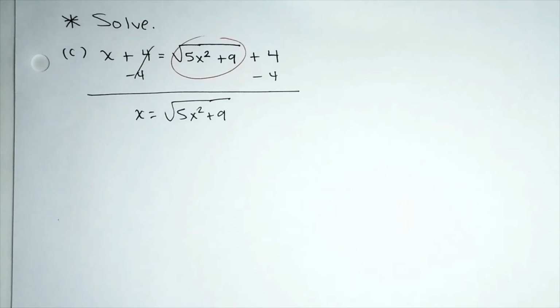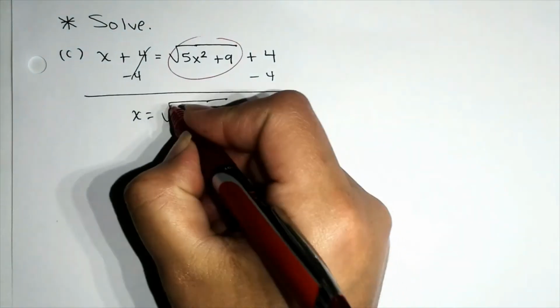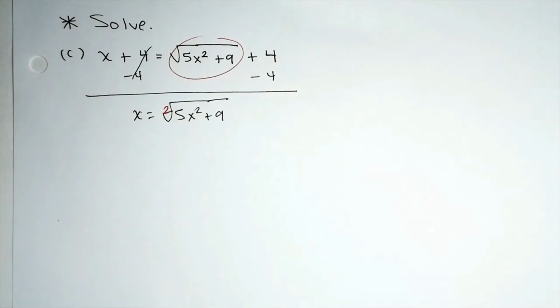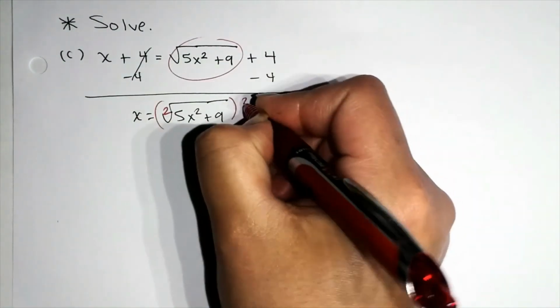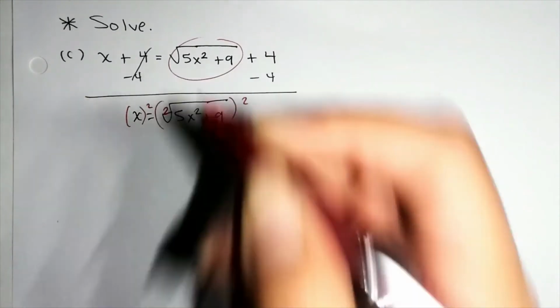Fantastic. So let's go ahead and work our magic. Goal 1 complete. Goal 2, use the power rule to raise both sides to some power to undo the radical. In this case, because we have the square root, that means that the index is 2. So to undo the square root, we're going to raise both sides to the second power.